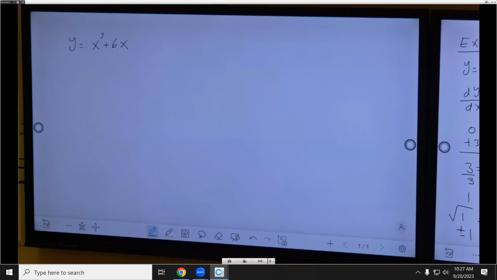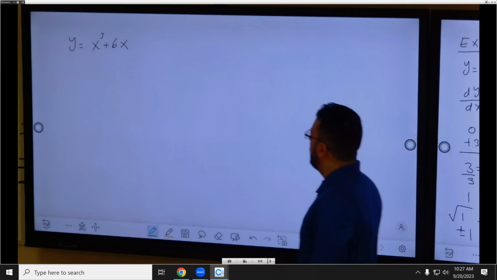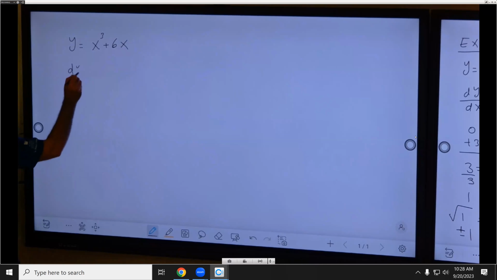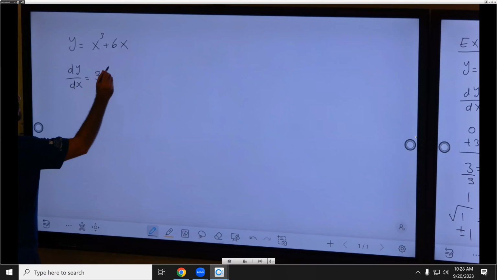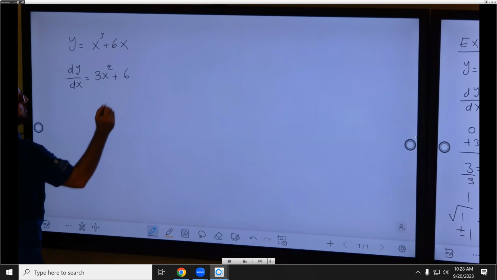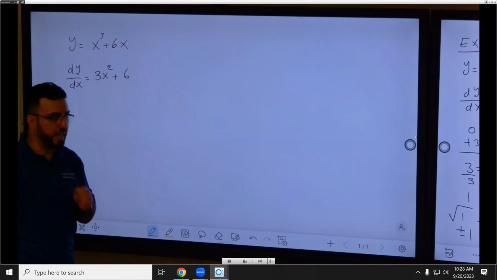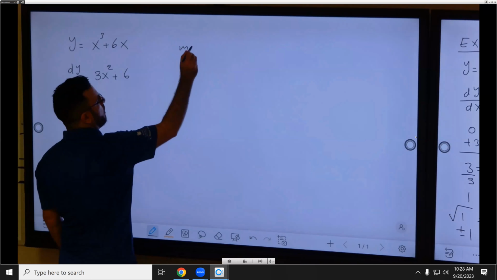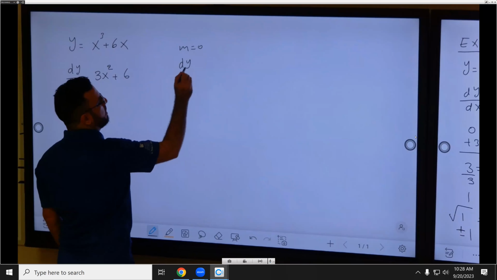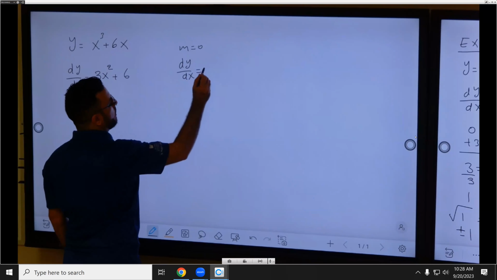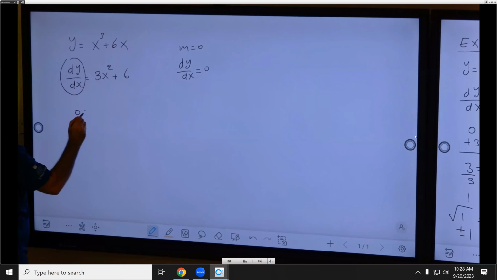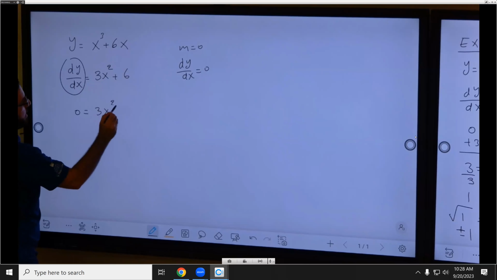Now think about that. So I'm gonna find the derivative. dy over dx equals 3x squared plus 6. So horizontal tangent line, that means our slope equals 0. Slope equals 0, which means dy over dx equals 0. So that means this side equals 0. 0 equals 3x squared plus 6.